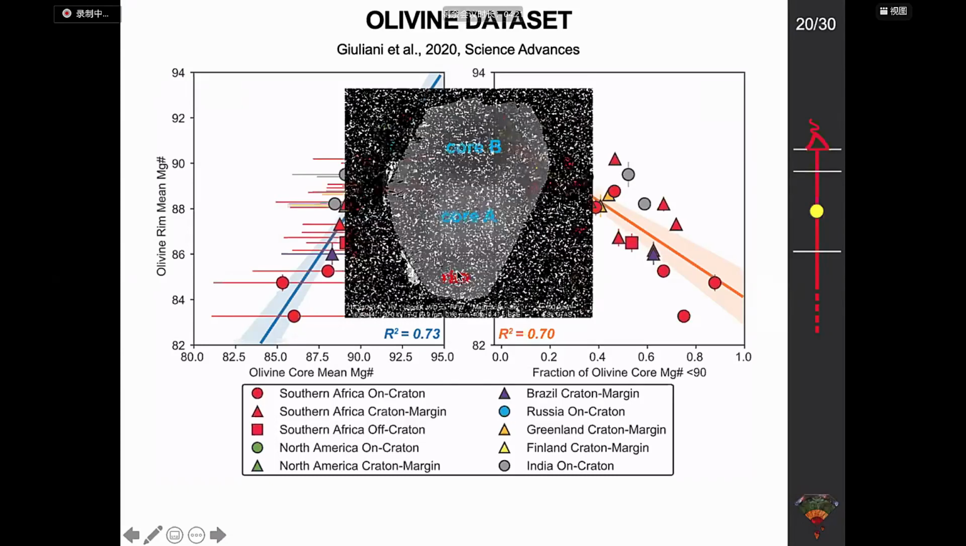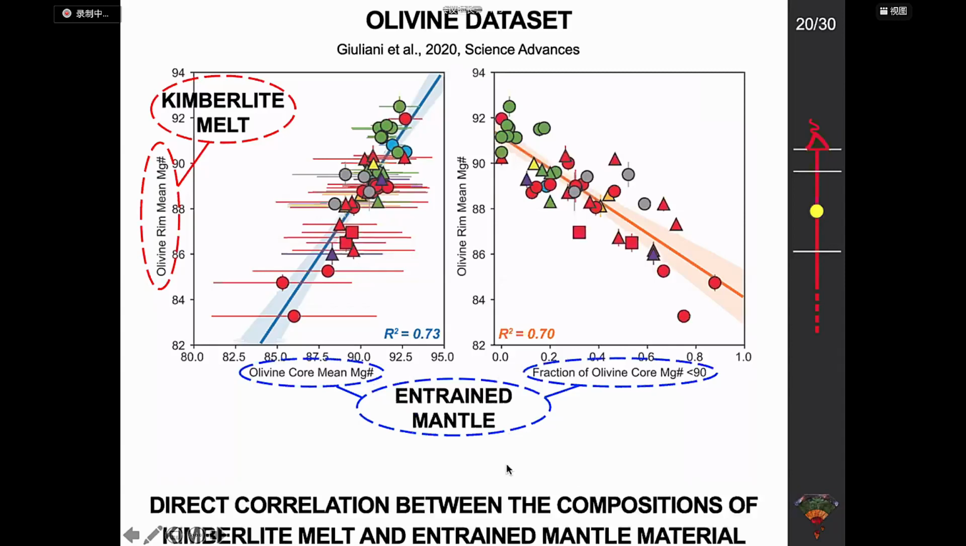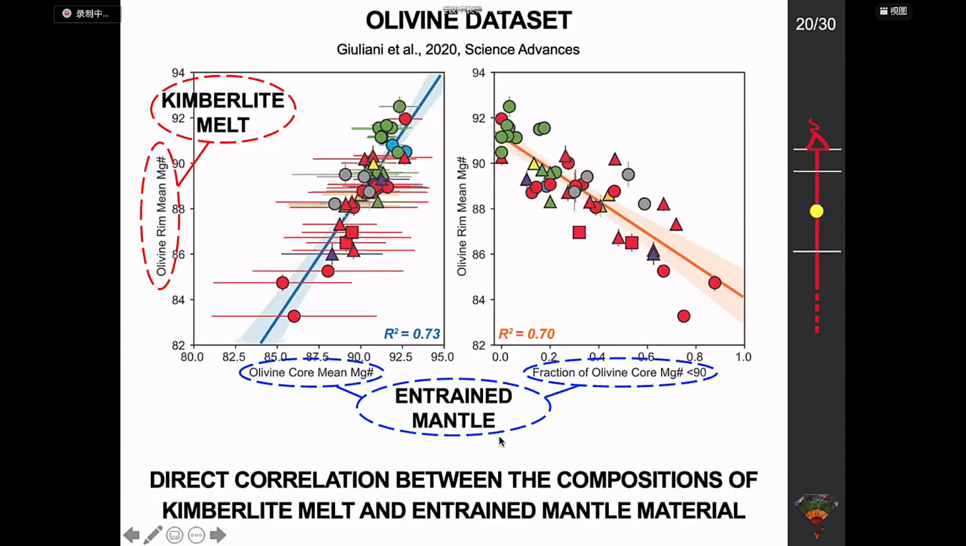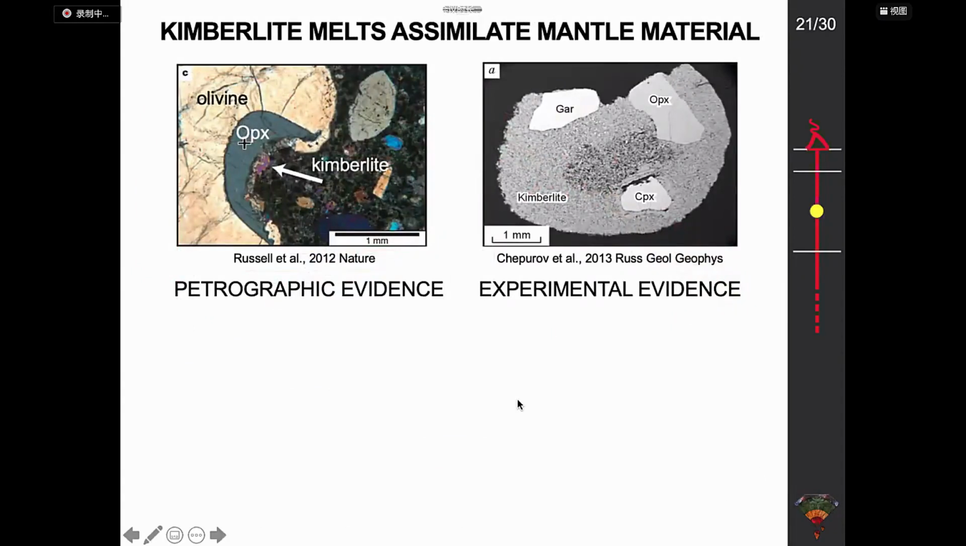What we are really comparing here are the composition of the kimberlite melt, given by the average olivine rims, versus the composition of the entrained mantle, given by either the average core magnesium number or the fraction of olivine cores with a magnesium number lower than 90. Now, the question is, of course, what is giving us this correlation? And once we look at some petrography and some experiments, the answer is mantle assimilation.